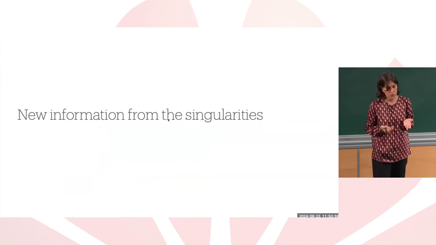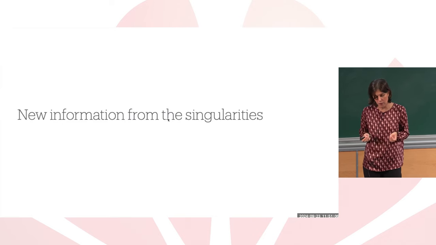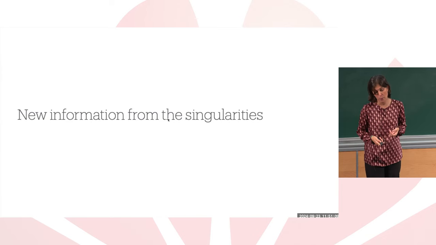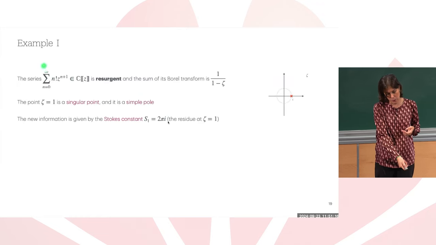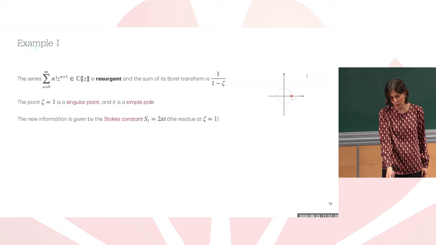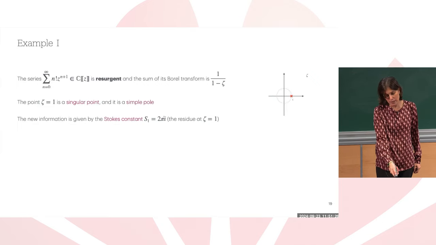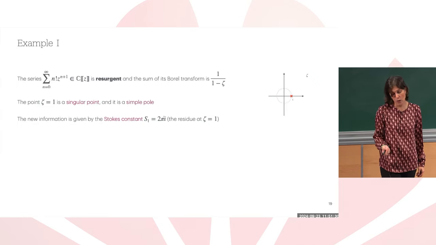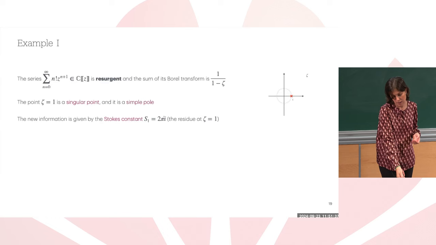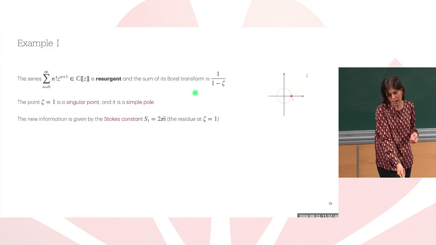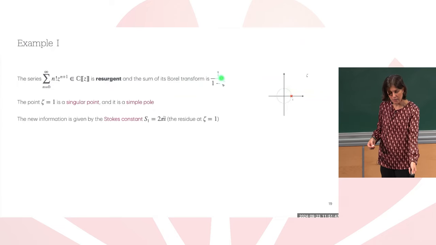But okay, so let's now try to understand a little bit better this idea that once we have a resurgence series and we have all the singularities, we can go and extract more information out of them. This is our running example about this divergent series with factorial growth. So as I said, it's resurgent because we know that the only problem is at one, and that's it. In the technical language, this point is called a simple pole. And the new information that you can extract at a simple pole is what is called a residue. Essentially it is just this constant 2 pi i, after a certain normalization given by this value here, the 1.